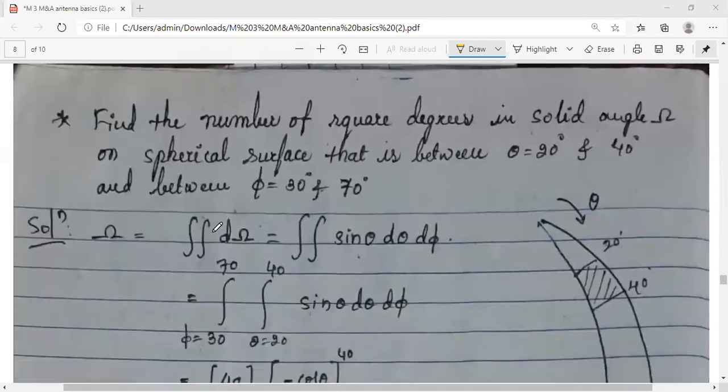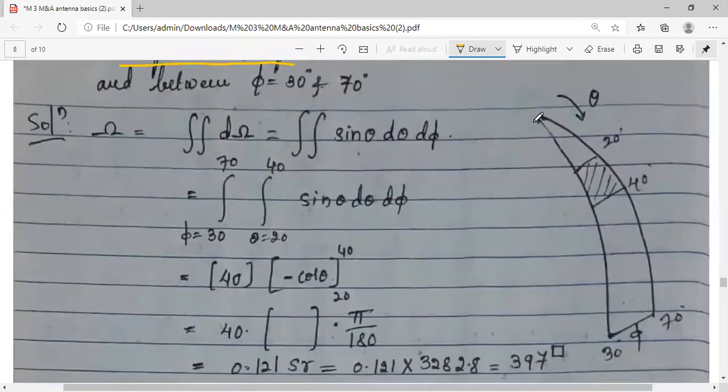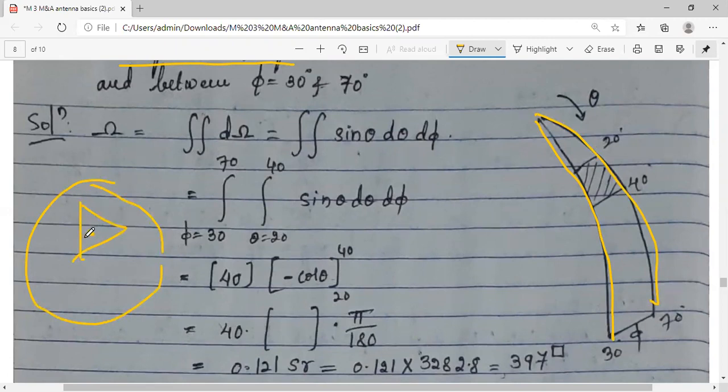Now, coming to the next problem. Find the number of square degrees in solid angle omega on a spherical surface. You can see ये spherical surface का एक strip है. As I had given you an example, you can just take one watermelon. You can take a small triangle piece. Looking through the inside, आप spherical coordinate system देख सकते हो. Here, ये जो surface है watermelon का, उसका एक strip है.